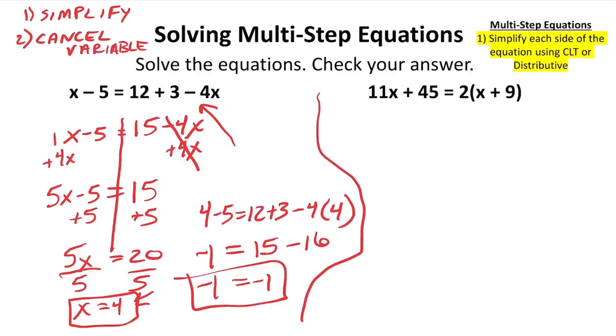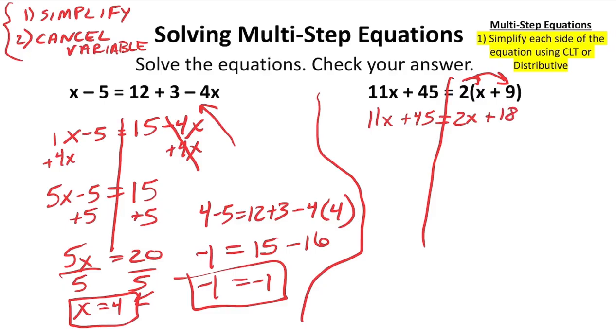Let's kind of create some room over here. This one right here, I can see I have the distributive property. I'm going to have x's on both sides, so I need to follow these steps over here. 11x plus 45 equals 2 times x is 2x, 2 times 9 is 18.